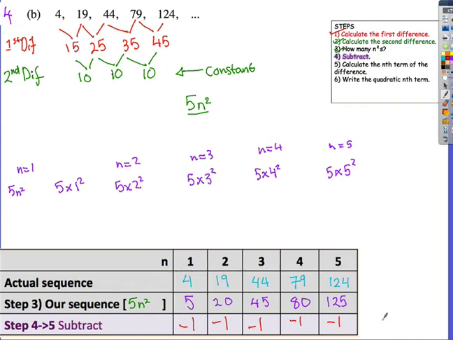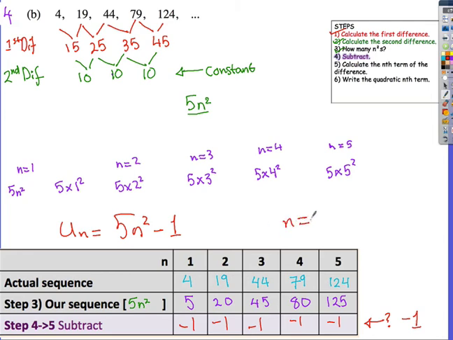Now, is this a sequence? Well, it is some sort of a sequence, but it repeats itself, and it's always minus 1. So if we had our sequence, which is 5n squared, and we added minus 1, or take away 1, we would get the actual sequence. So why not just take away 1? So now un is equal to 5n squared minus 1.